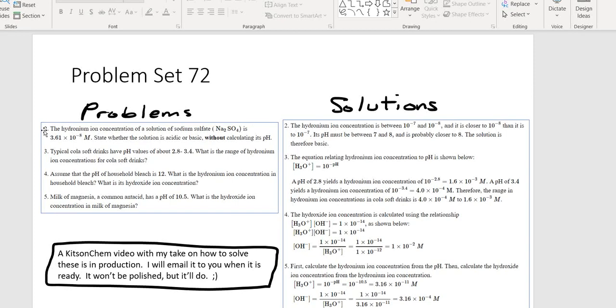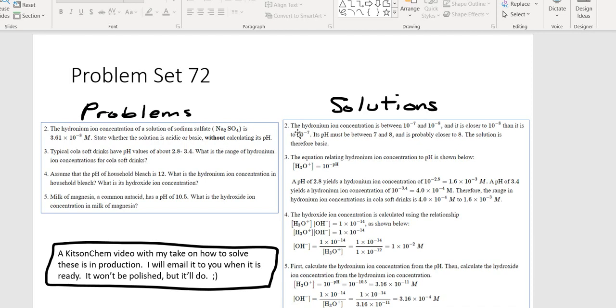So number 2 here is a little bit easier. In fact, they want you to do this one without actually using a calculator. It says the hydronium ion concentration of a solution of sodium sulfate is 3.61 times 10 to the negative 8th molar. State whether the solution is acidic or basic without calculating the pH.